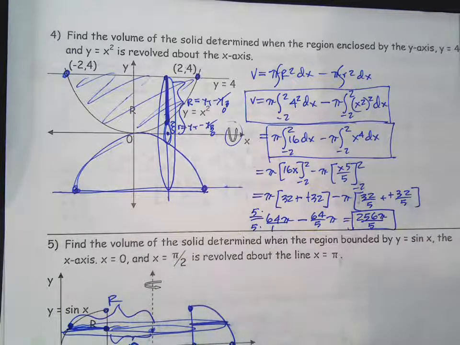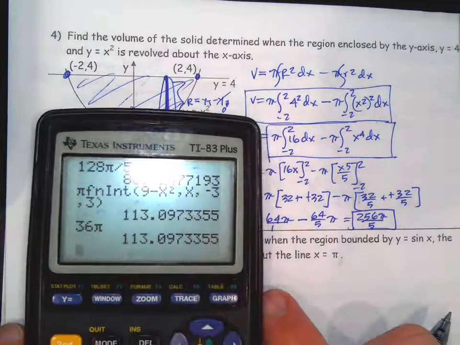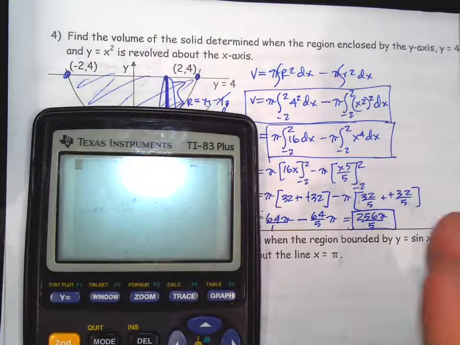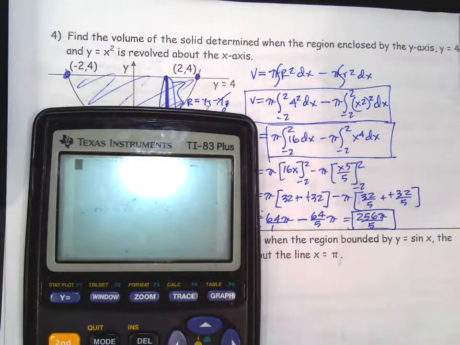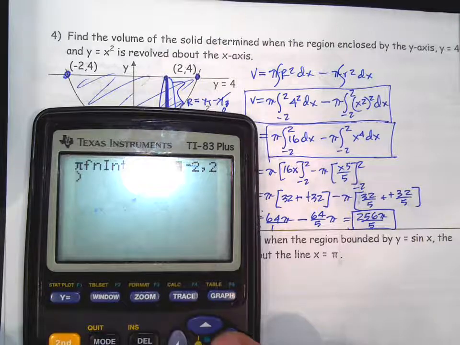So let's check our answer. Let's also practice just doing these on our calculator. We should be really good at these. Anytime we have the opportunity on a test to use a calculator, do the calculator. Just stop right there. So pi, math 9, 16, comma, x, comma, -2, comma, 2. That's the first one. So put an extra space there.